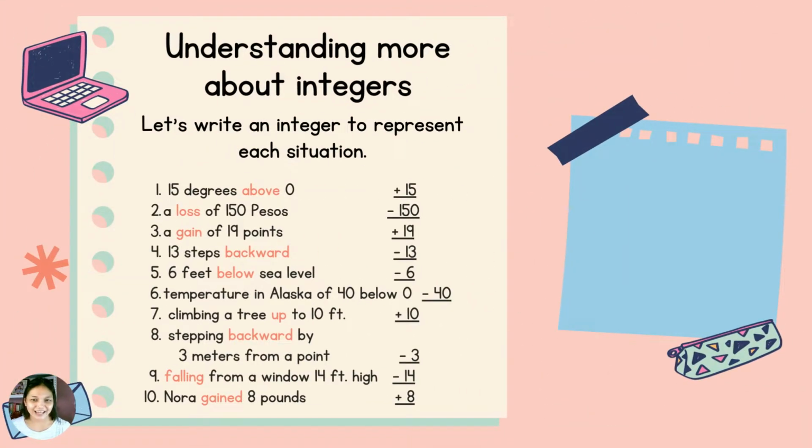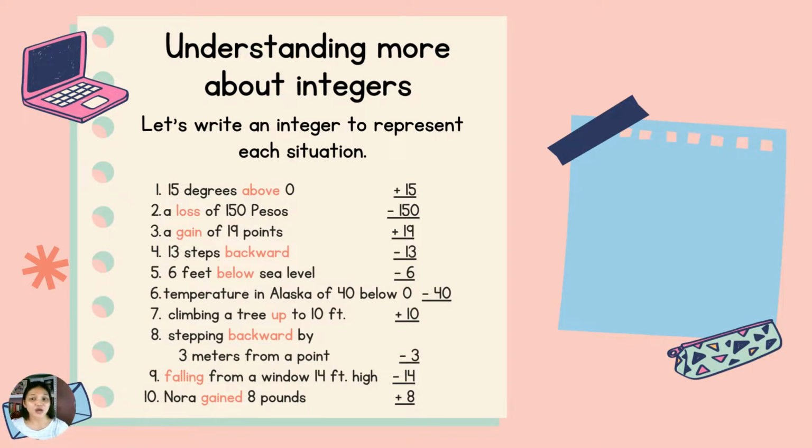Alright. Ayan. So first, syempre, 15 degrees above 0 is positive 15. Loss, nawalan. So that is negative. Negative 150. A gain of 19 points is plus 19 or positive 19. 13 steps backward. Backward, that is negative. 6 feet below. Below sea level is negative 6. Temperature in Alaska of 40 below 0 is negative 40 below 0.